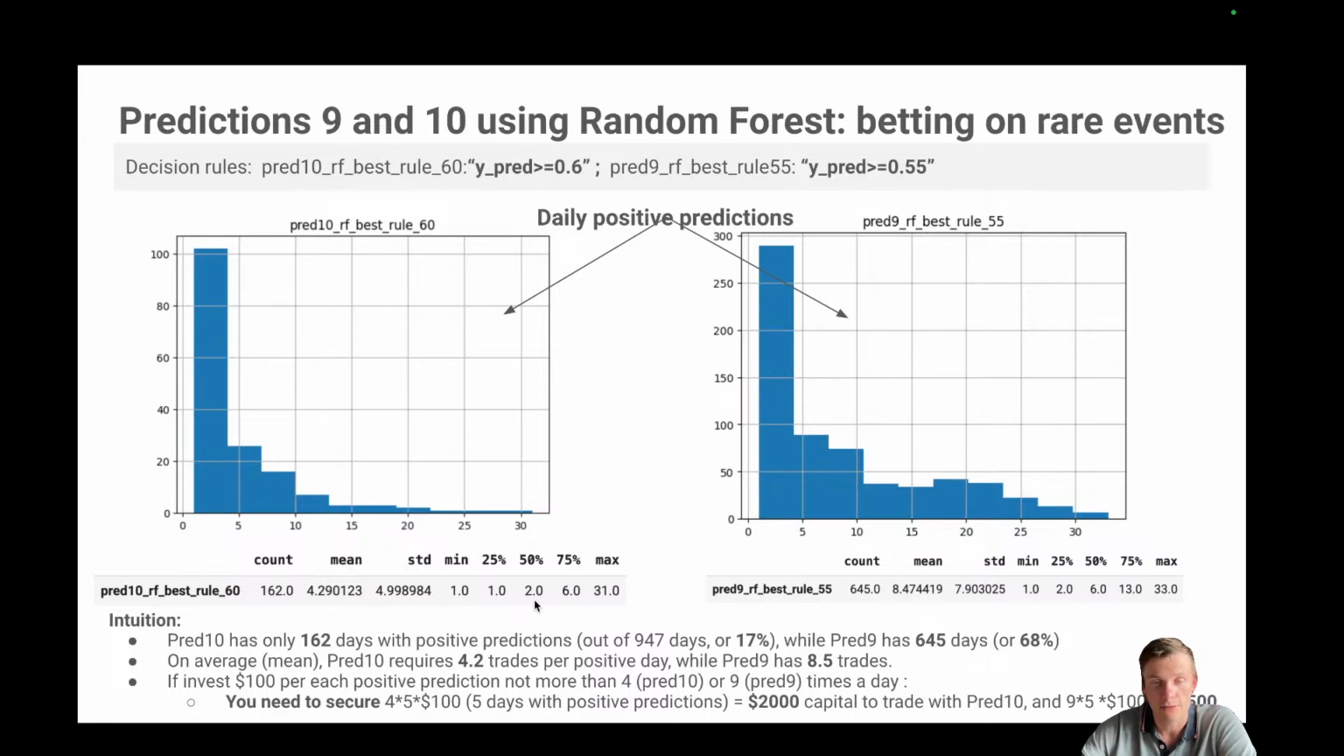The question for you is, if we invest $100 in each positive prediction, what capital should we have to be able to fund this strategy? So let's say I need to have 30. I know that the strategy can have 31 positive predictions 5 days in a row. So you need to have 155.